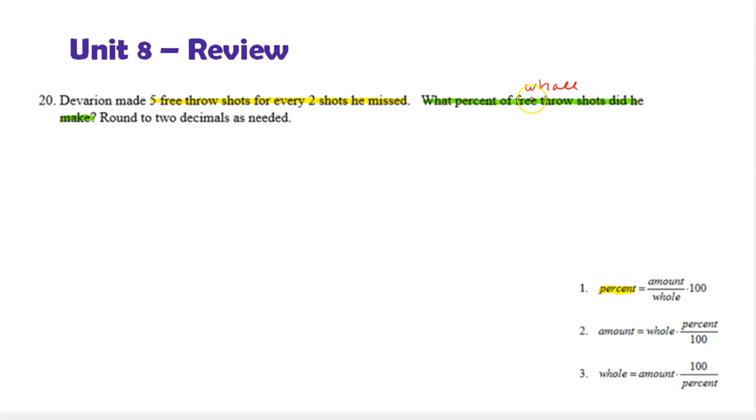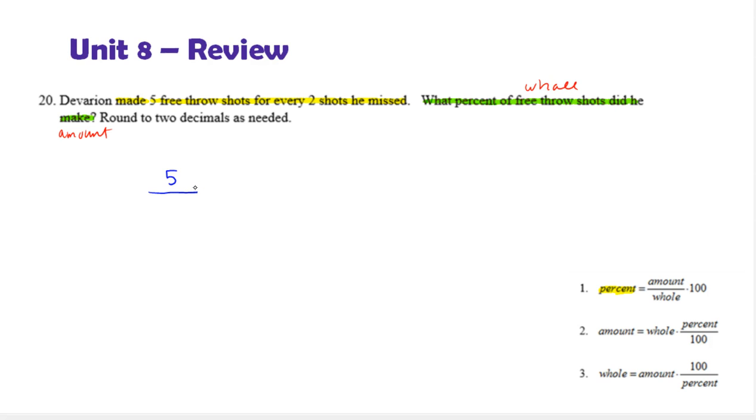And they say, did he make? So this will be our amount, the amount he made. So he made 5, there's the "made." That's what I was looking for. He made 5 free throw shots for every 2 shots he missed. Okay, so notice, in this case, he made 5. So that's going to be our amount.